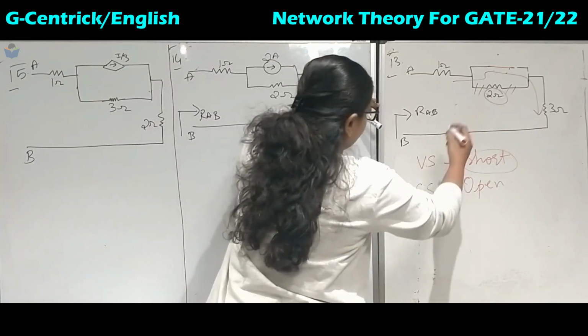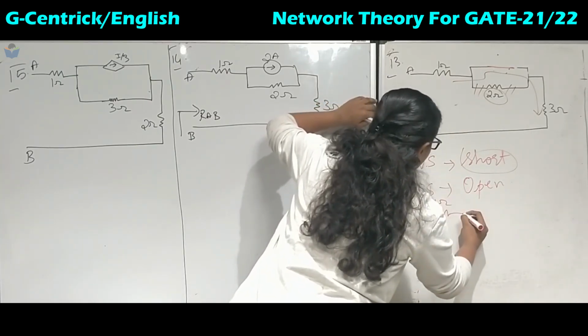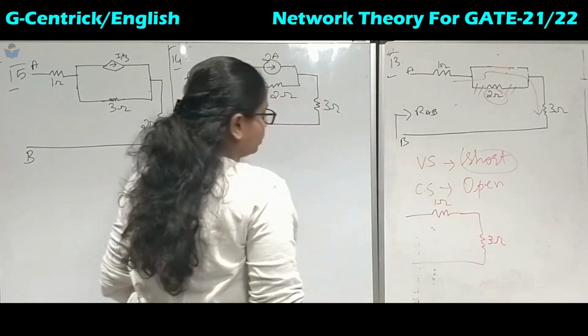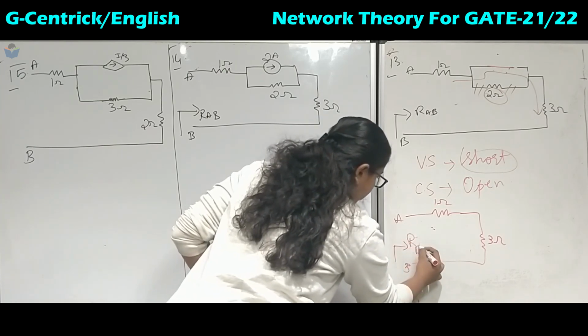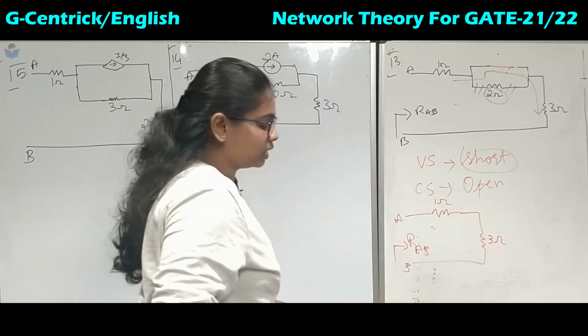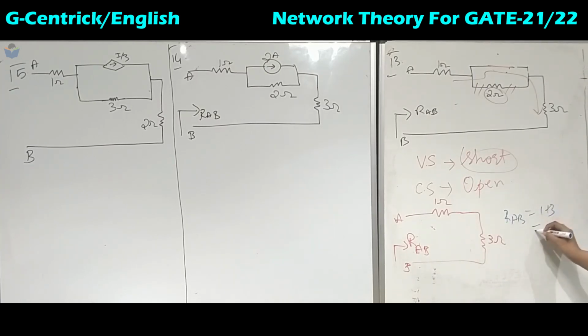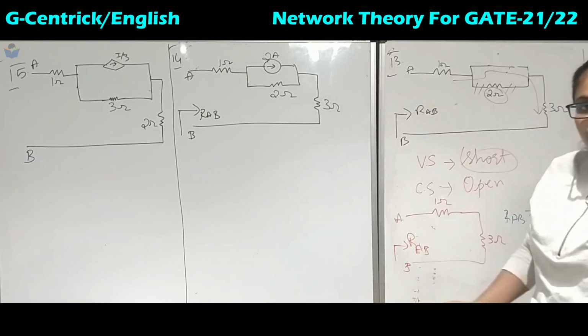So now you can redraw the circuit. You will get this as 1 ohm, then here it is 3 ohms. Okay, so if they have asked to calculate the equivalent resistance here, now these two are in series. So what will be the answer? It is R_AB is equal to 1 plus 3, which is nothing but 4 ohms. Coming to the 14th problem. So what is it? We have got the current source.